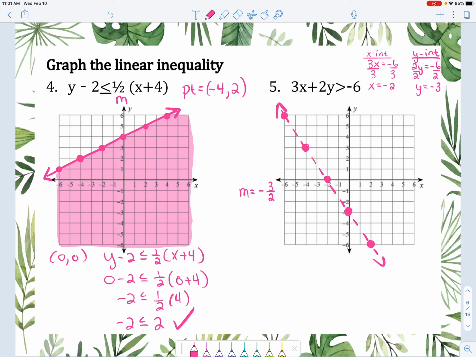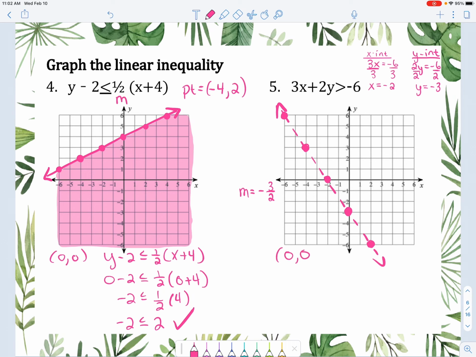And again, I want to pick an ordered pair that's not on that boundary line to determine which half plane I shade. If I pick the point (0, 0), and it ends up being a solution, that means that all the points in this same region are solutions. So I would shade this entire half plane. If I plugged in the point (0, 0), and it's not a solution, that means that I don't want to shade this half plane. I want to shade this other one that kind of looks like a triangle.